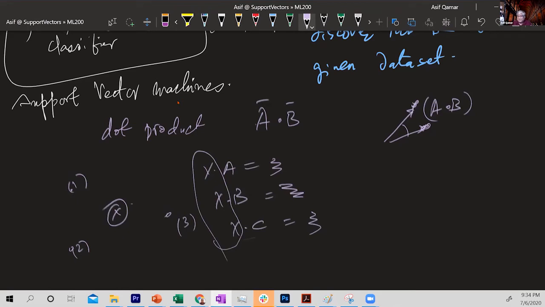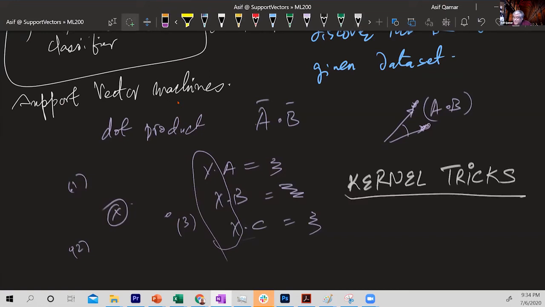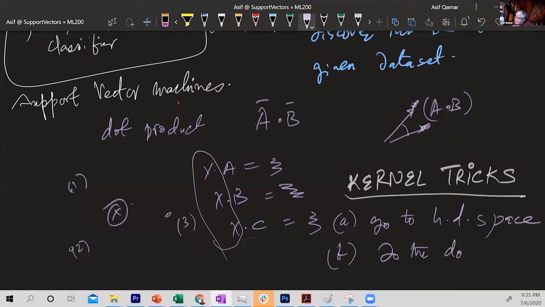Now, why are dot products interesting? It is the so-called kernel trick. And I'll give you the intuition of it. What it basically says is that if you want to solve a problem, like find the decision boundary, and you can specify the decision boundary as a dot product, then you have to do a dot product in the higher dimensional space. So there are 2 steps involved. A, go to higher dimensional space. B, do the dot product. Right?